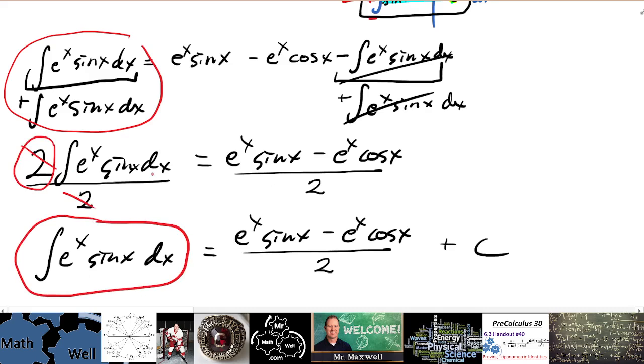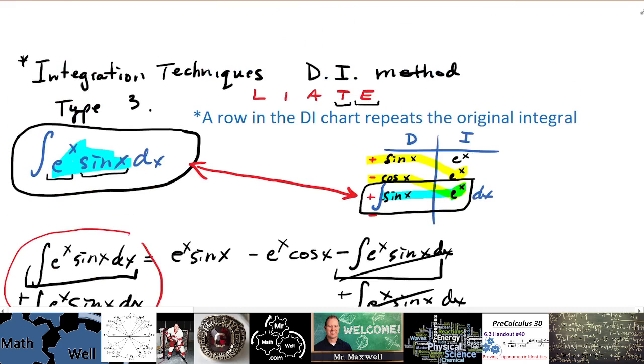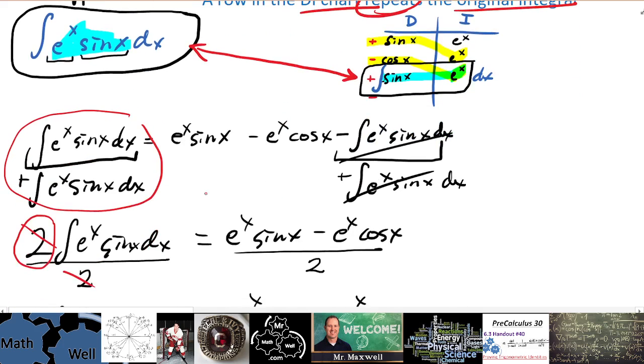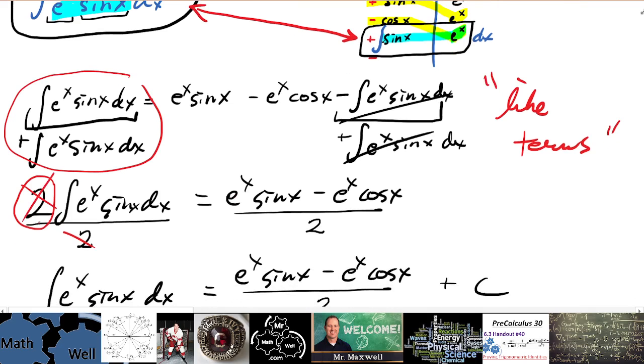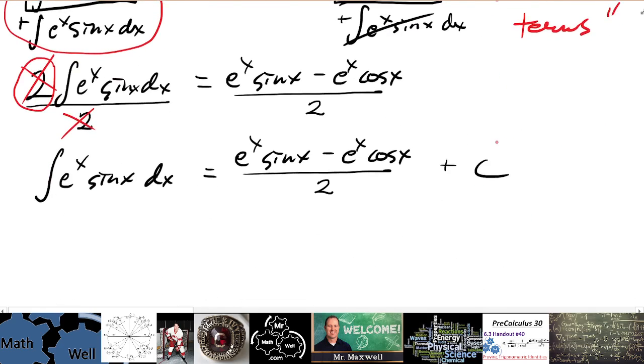So it's kind of some mathematical sleight of hand there, really. It seems like, oh, I've never seen that before, where I have the original question as part of my answer, and I just sort of combine the original question with part of the answer. Yeah, well, we just did that, and that's valid. So that is type 3. Got it? A row in the DI chart repeats the original integral. And if you see that, you write it out, gather like terms, in air quotes, divide out our constant, add a C, and we're done.